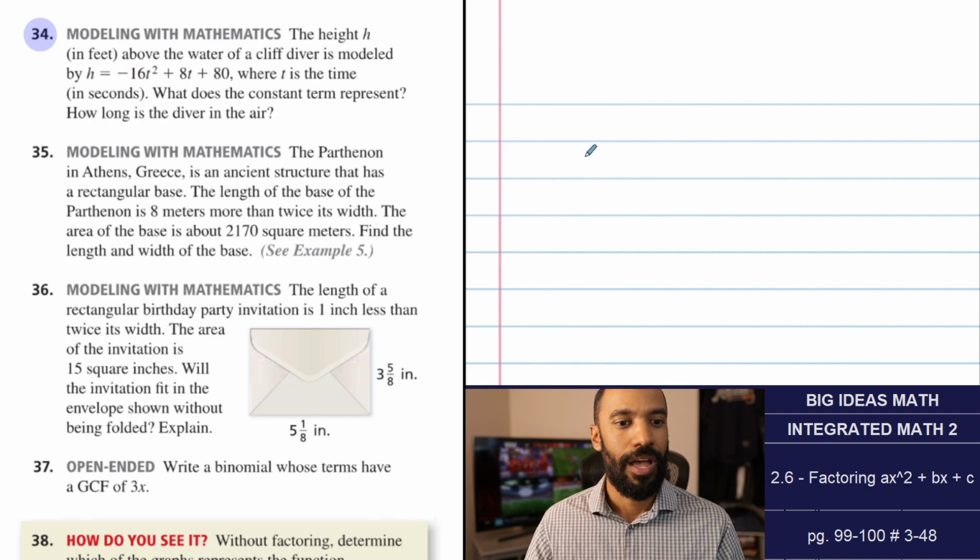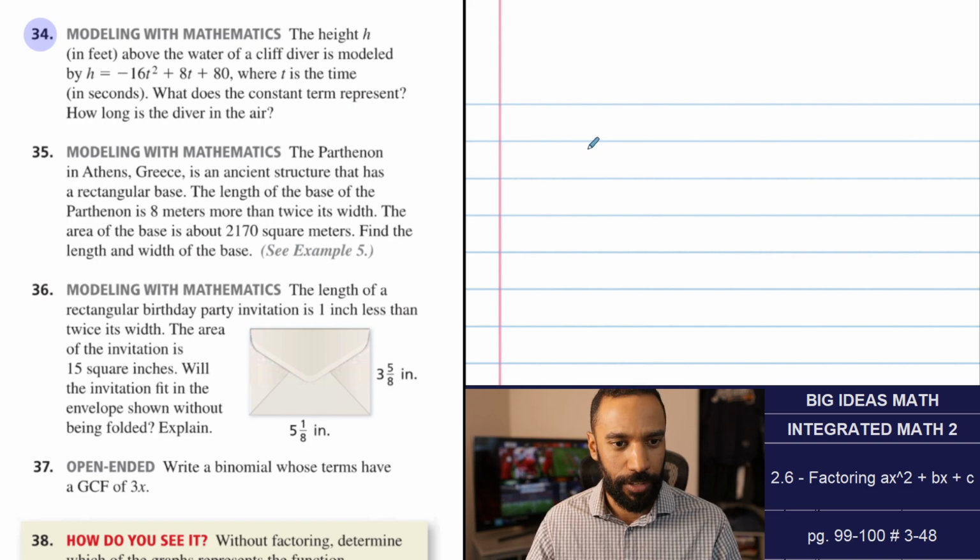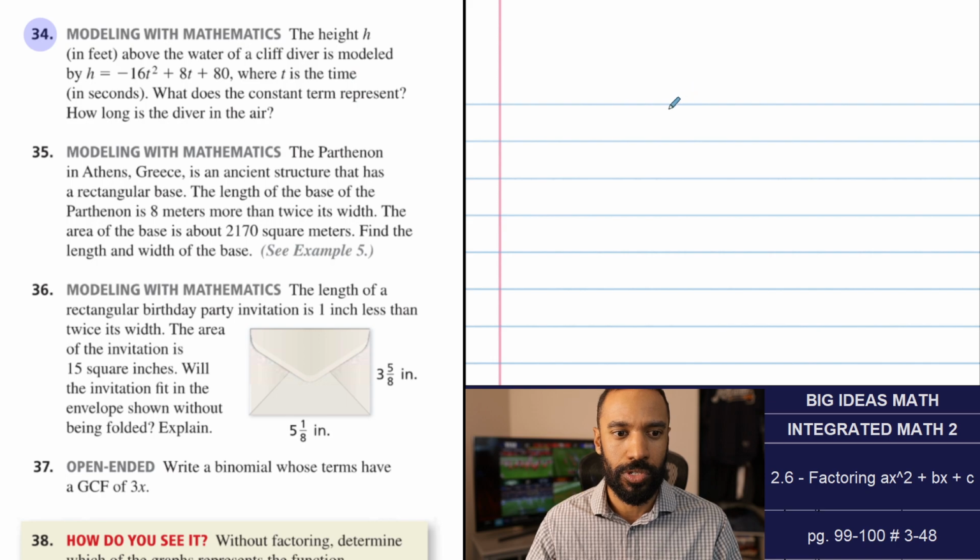All right, the height h in feet above the water of a cliff diver is modeled by h equals this, where t is the time in seconds. What does the constant term represent? How long is the diver in the air? Okay.